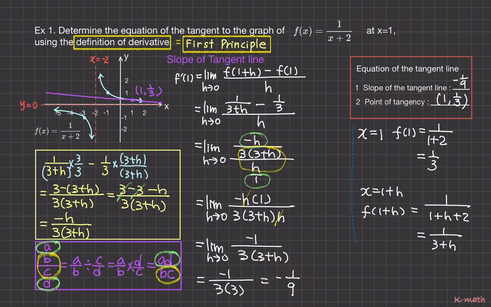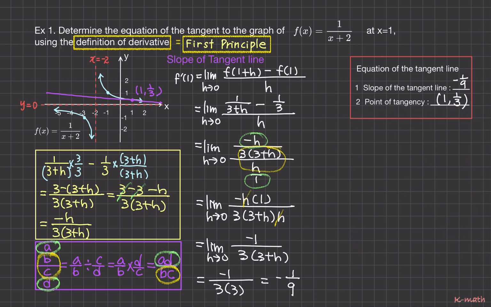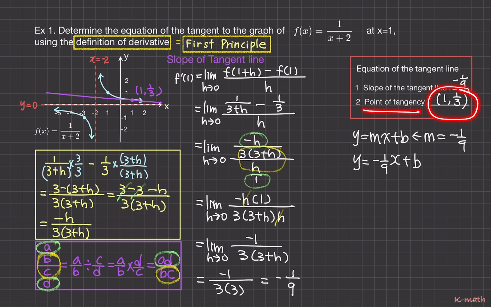Now we are ready to write the equation of the tangent line. Let's use the slope-intercept form, y equals mx plus b. We know the slope is minus 1 over 9. So the equation is y equals minus 1 over 9 x plus b. And the point of tangency is (1, 1 over 3). Let's plug this point into the equation.